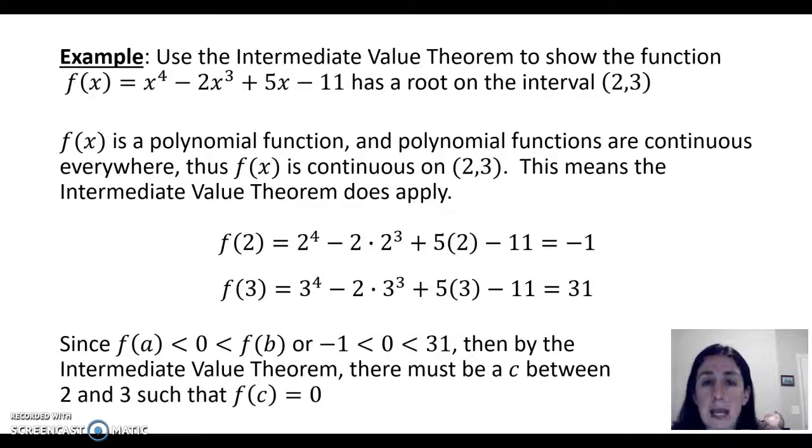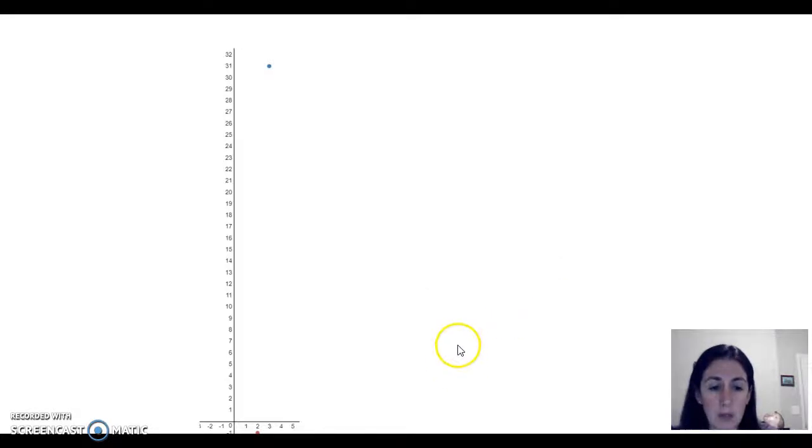So let me show you this again graphically. As you can see, this would be the ordered pair 2, -1, and this would be the ordered pair 3, 31. So I have these graphed for you here. Now what do you notice? Here's the ordered pair 2, -1. Here's the ordered pair 3, 31. This is a continuous function, so there's no breaks, no holes, no jumps. The only way to get from this red point to this blue point is to cross the x-axis somewhere between 2 and 3. I don't care where, but it has to happen somewhere between 2 and 3.